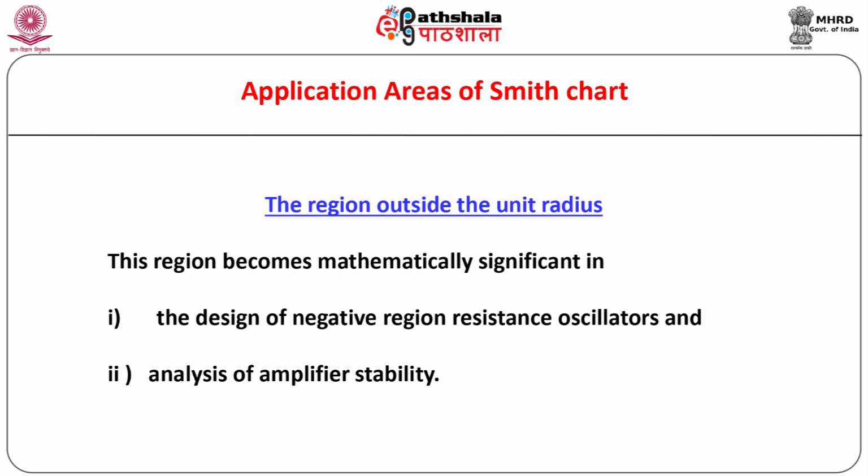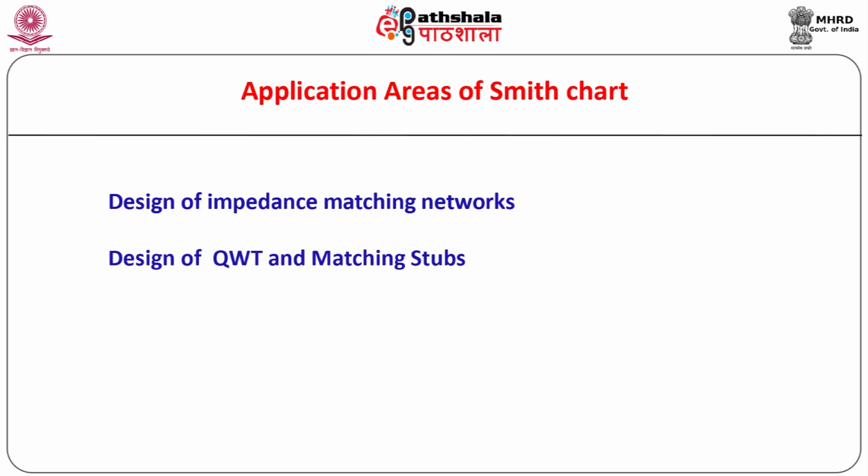The question is, can we have such systems having magnitude of reflection coefficient greater than unity? Systems involving negative resistance region devices are one of such examples. The region outside the unit radius becomes mathematically significant in design of negative resistance oscillators and analysis of amplifier stability. Smith chart plays an important role in obtaining impedance matching networks. We will discuss this topic with adequate details in the next module.